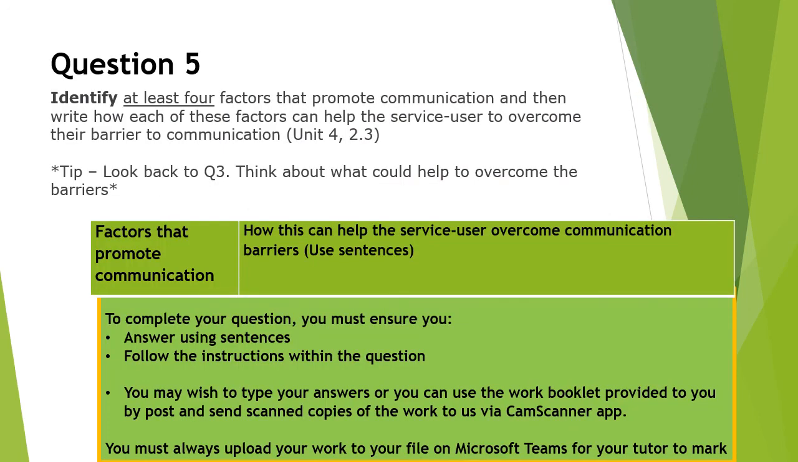So you're now on question 5. You're going to identify at least 4 factors that promote communication, and then you're going to write how each of these factors can help the service user to overcome their barrier to communication. You'll see that you've got the box, so the left hand side, factors that promote communication, and then on the right hand side, how this can help the service user to overcome communication barriers, and make sure you use sentences. And the tip there, look back at question number 3 and think about what could help to overcome the barriers that you looked at in question number 3.